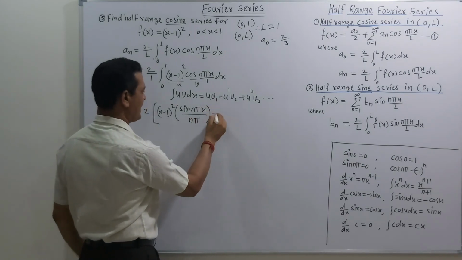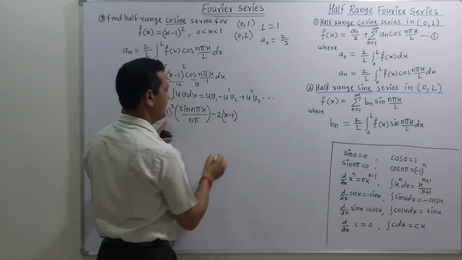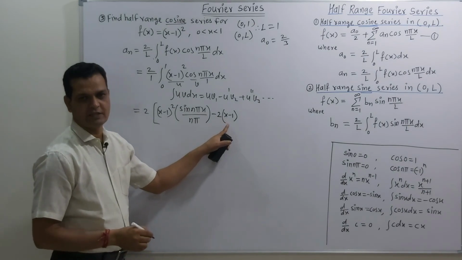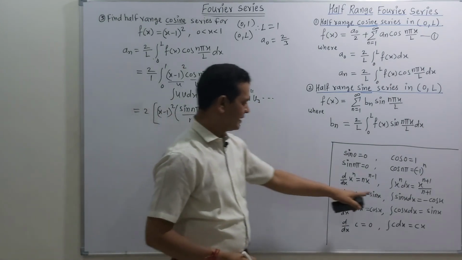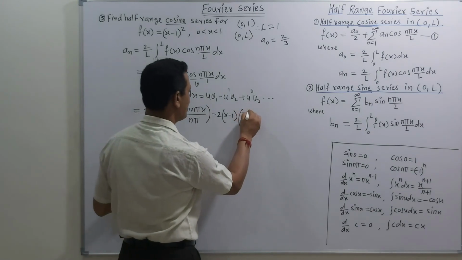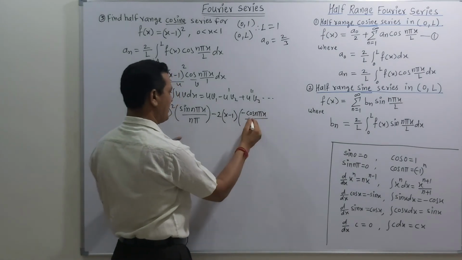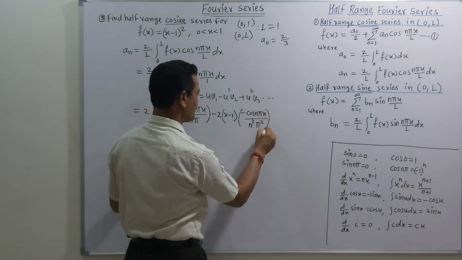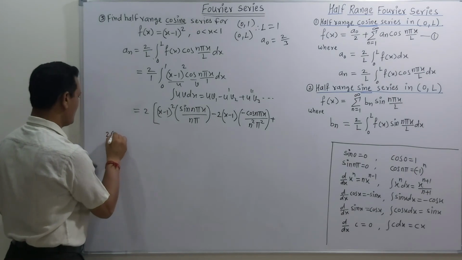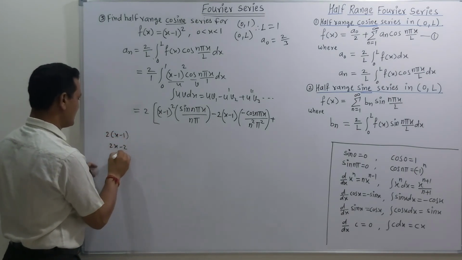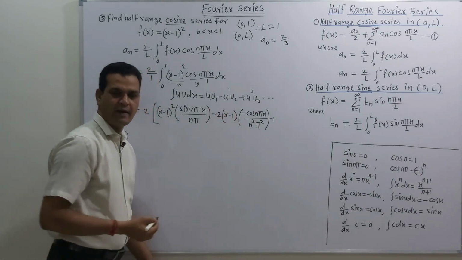First function times integration of second, minus the derivative of this term, which is 2 into (x minus 1). Again the derivative of x minus 1 with respect to x is 1, so we keep this term as it is. Again integration of this sine term: we know that integration of sine is minus cos, so we write minus cos of n pi x upon, again the derivative of n pi x is n pi, so n square pi square. Again plus sign, so plus the derivative of this term. This term is 2 into (x minus 1), so we get 2x minus 2, and the derivative is 2. While taking the derivative, don't consider this minus sign. This minus is because of the generalized rule.